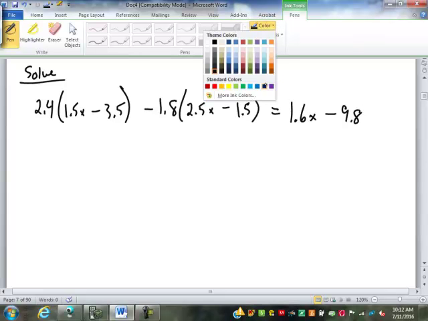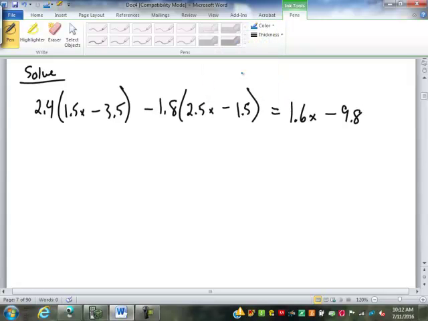Okay, let's see if this one worked out for you. So again, we have the parentheses, so we have to start there. So we'll start with this first set. There's nothing to do inside of them. So we're going to multiply by the 2.4.